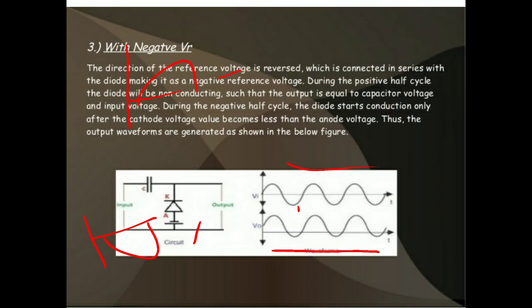Now we are considering the negative half cycle. During the negative half cycle, the capacitor charges, and the negative terminal is added to the anode of the diode. Here the diode voltage is greater than the reference voltage, so the diode conducts, and the negative voltage is shifted above the reference voltage. The negative cycle is shifted above the reference level. So this is the operation of the positive clamper.